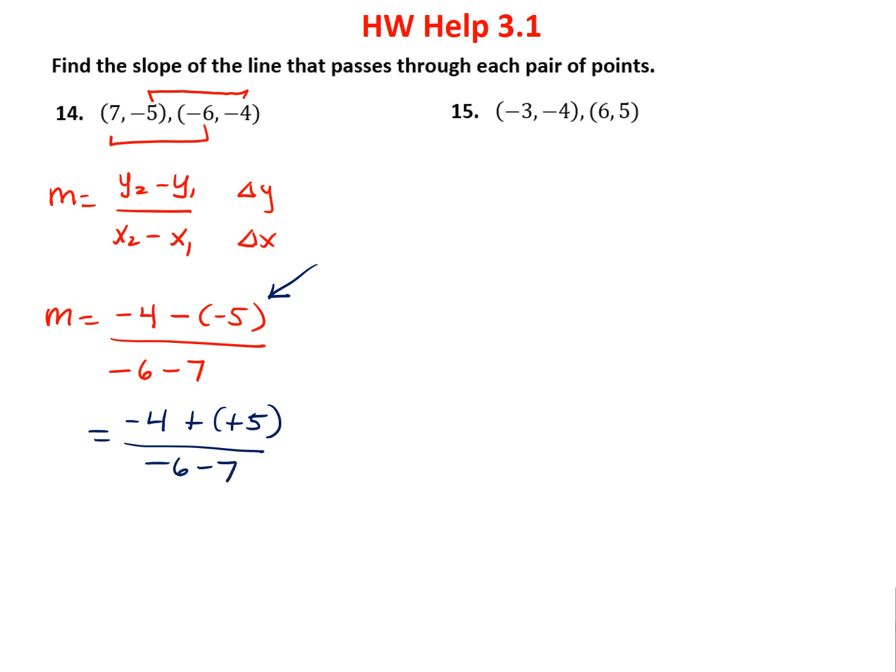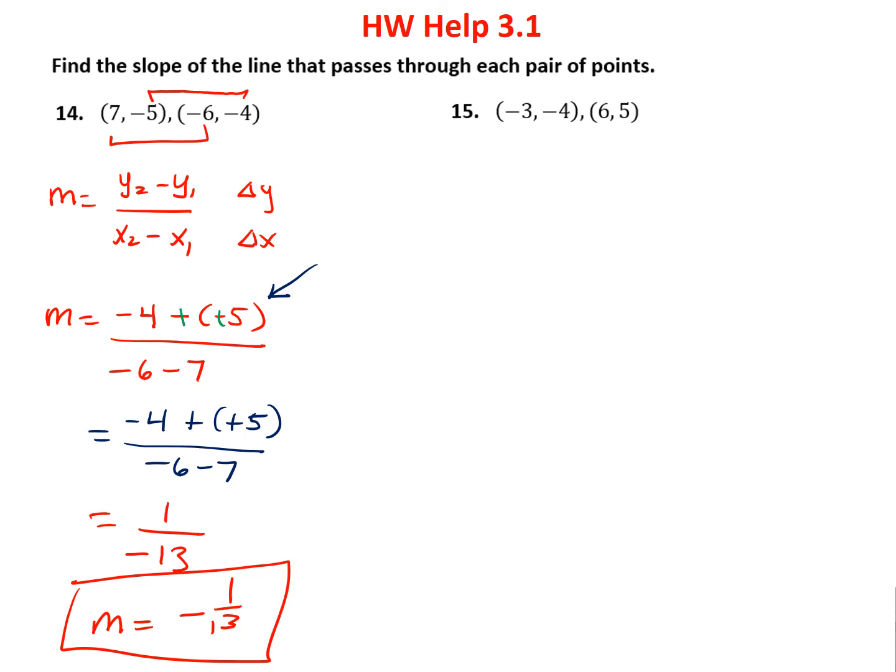And notice some of you may have had elementary school teachers that taught you to do this, and it works. They may just not have been able to explain why they did it. Whenever you see minus minus, just make them both positive, and you'll be in good shape there. So now, coming back to our problem, minus 4 plus 5. So, or turn it around, 5 minus 4 is 1. Minus 6 minus 7 is negative 13. So my slope here is negative 1/13.